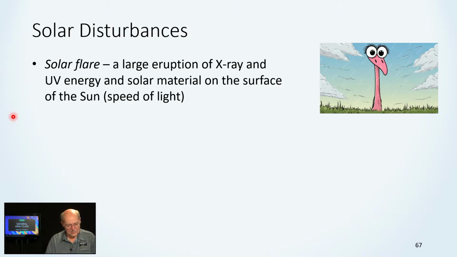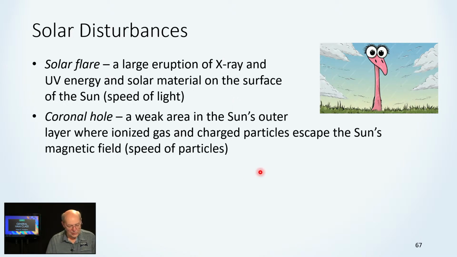So what are some of these disturbances? We've got a solar flare. This is a large eruption of X-ray and UV energy and solar material on the surface of the sun. And because this is light, X-ray and UV, that's coming at us at the speed of light. You may remember from your science class that it takes about 8 minutes for the light to go from the sun to the Earth. There's no warning for these. We can tell when certain things are coming around the sun and facing the Earth, but these generally aren't predictable.